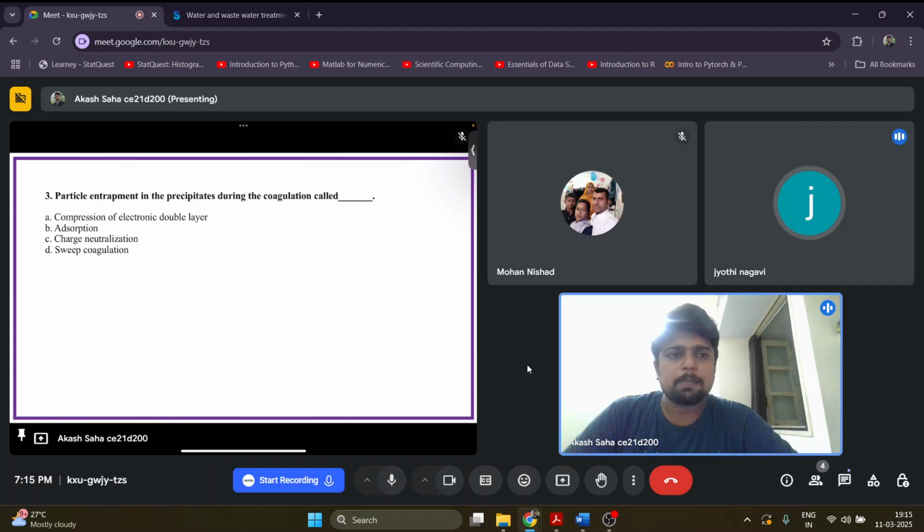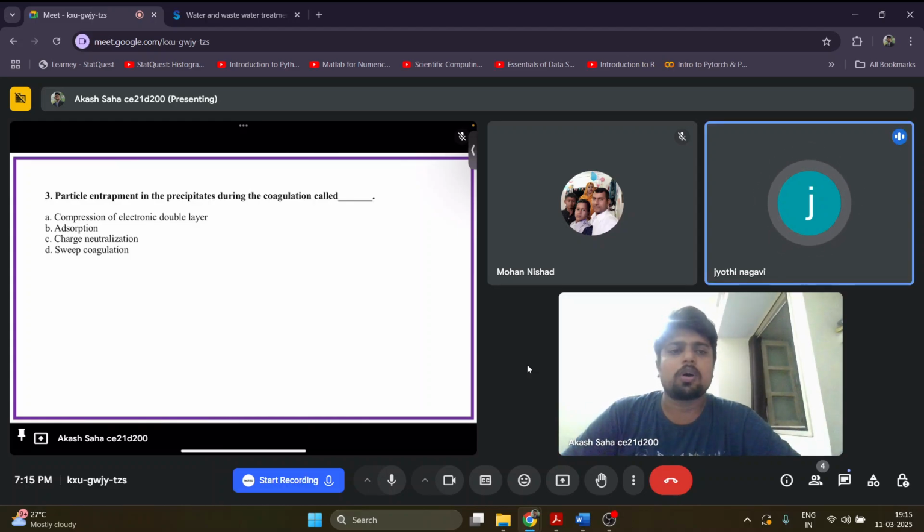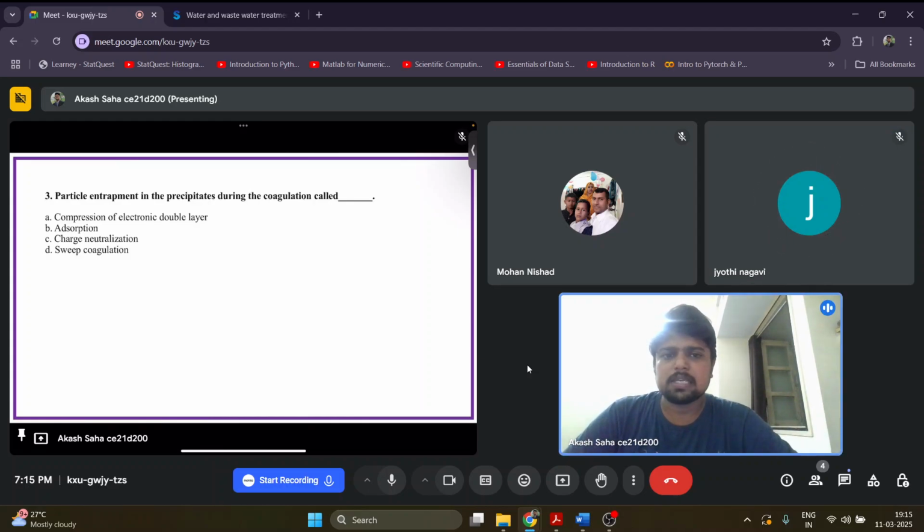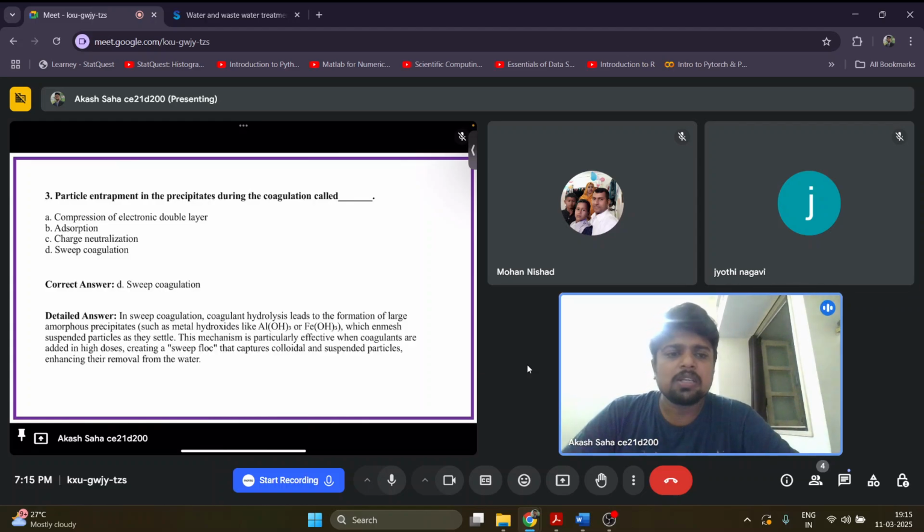So which type is it? Sweep coagulation? Yes, I think that is the correct answer, because in sweep coagulation, the coagulant hydrolysis happens, and it forms some large precipitates like the metal hydroxides of aluminum hydroxides or ferrous hydroxides. These kinds of precipitates enmesh the suspended particles and they settle down. So it kind of sweeps off all the particles or the suspended matter that is present.